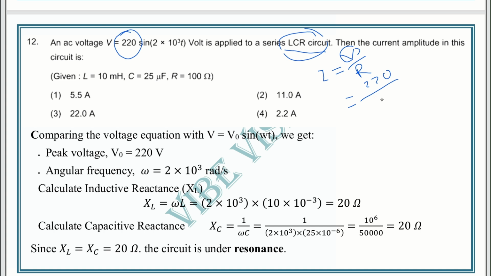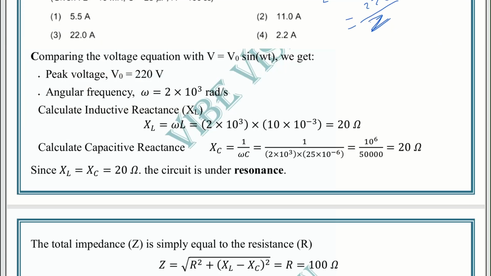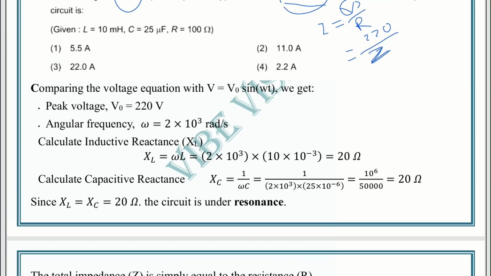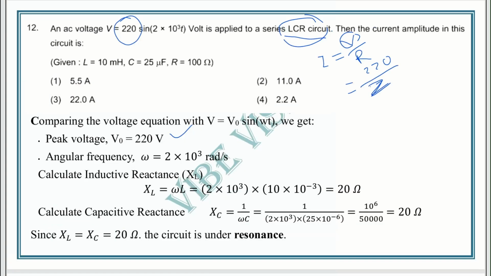Here it is an LCR circuit, so we have to find the total impedance. Comparing the voltage equation V equal to V naught sin omega t, we can say that V peak is 220 volt and angular frequency omega is 2 into 10 to the power 3 radian per second. Calculate the inductive reactance XL and then XC. XL equal to omega L, where L is given as 10 milli Henry, that is 10 into 10 to the minus 3, equal to 20 ohm. So we have found XL.